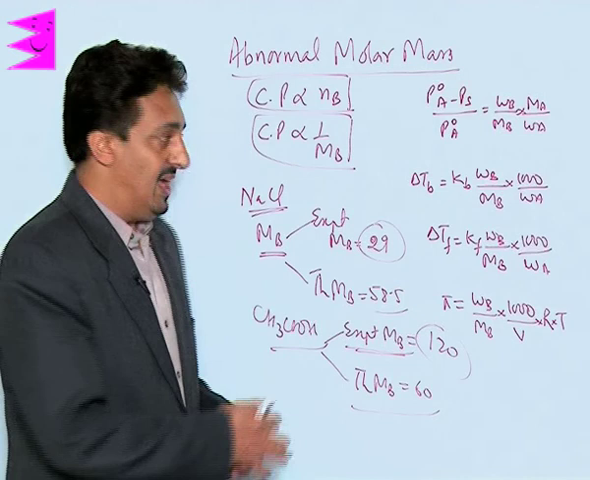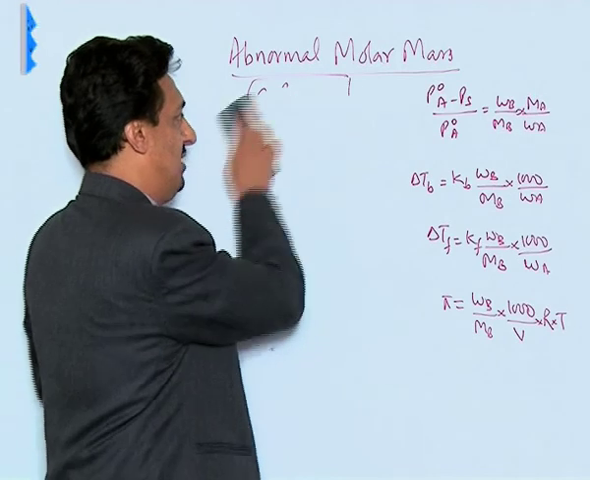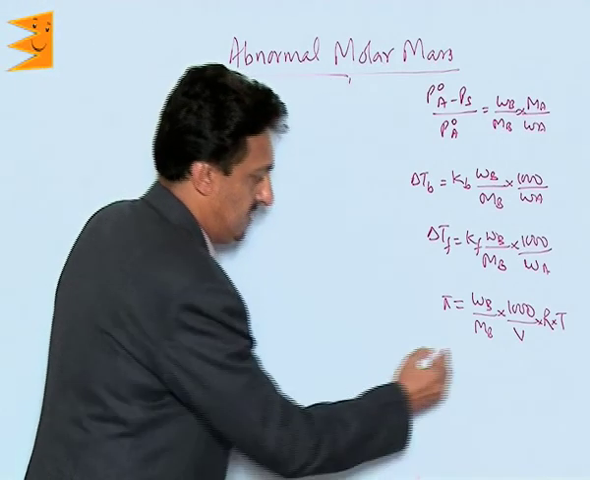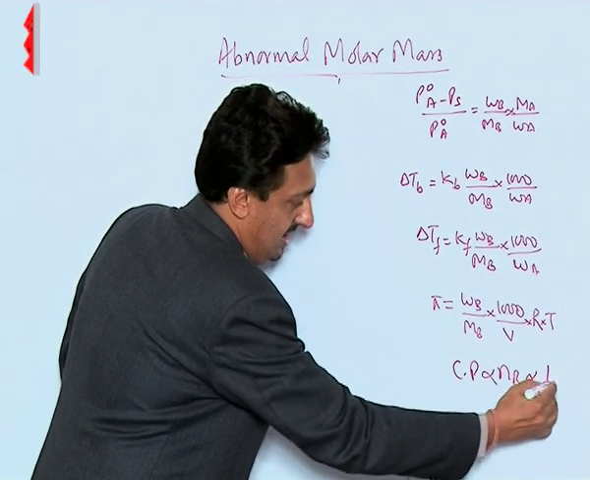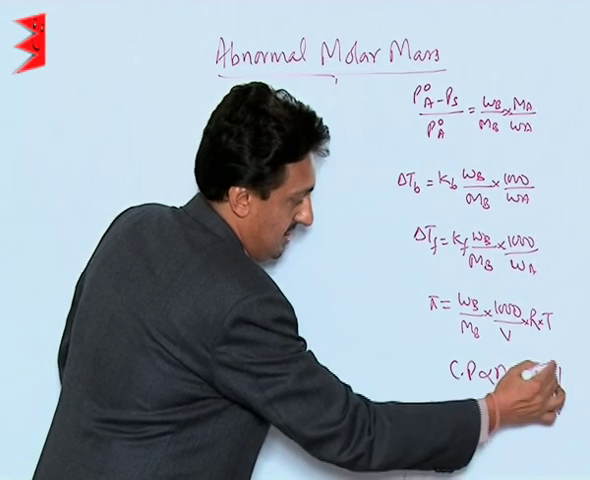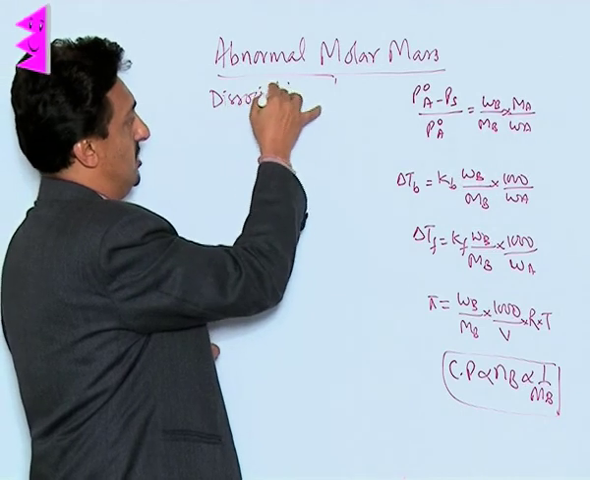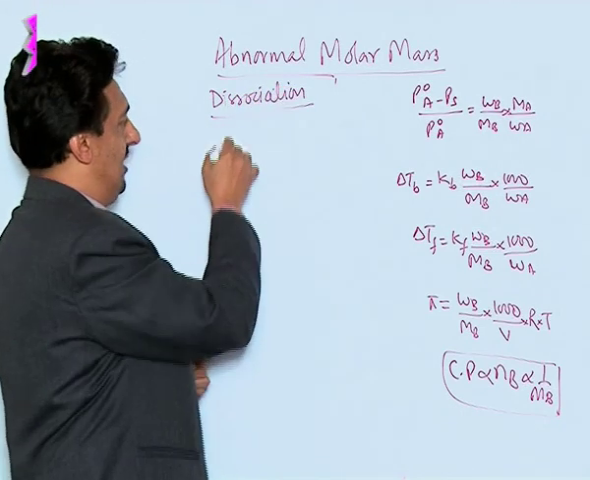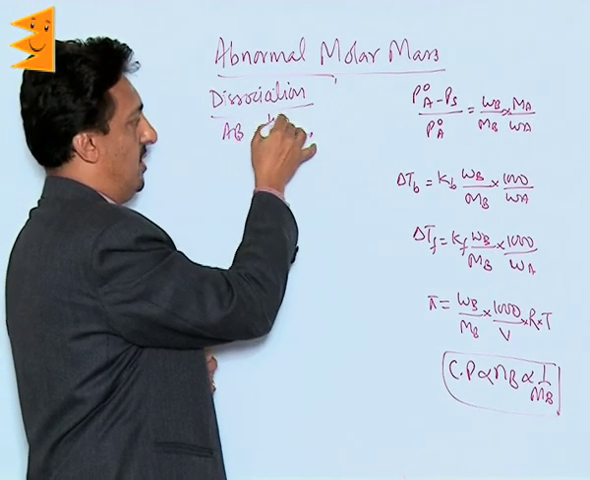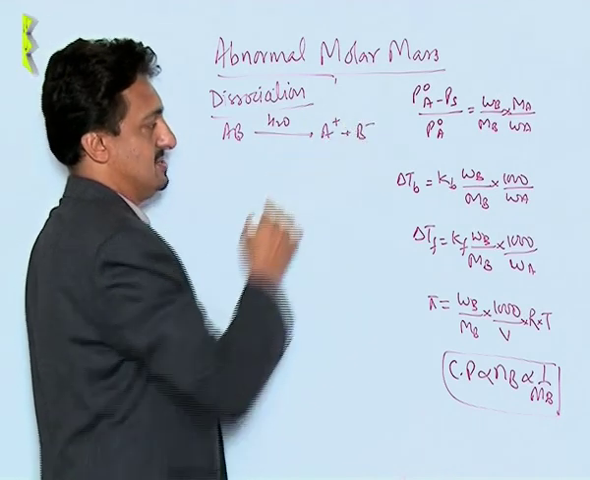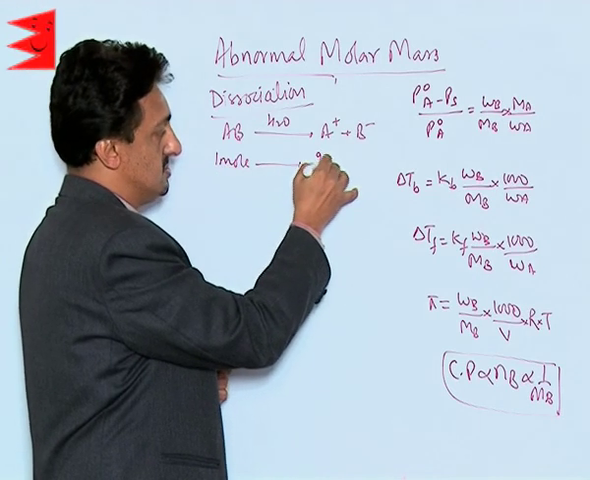Let us see this more clearly with the examples. Let us take first the example of dissociation. I will write down here that the colligative property is directly proportional to the number of moles and inversely proportional to the molecular mass of the solute. Now let us take a solute AB, or a salt AB, which when added to water forms A plus and B minus. Now we know that 1 mole on dissociation gives you 2 moles.